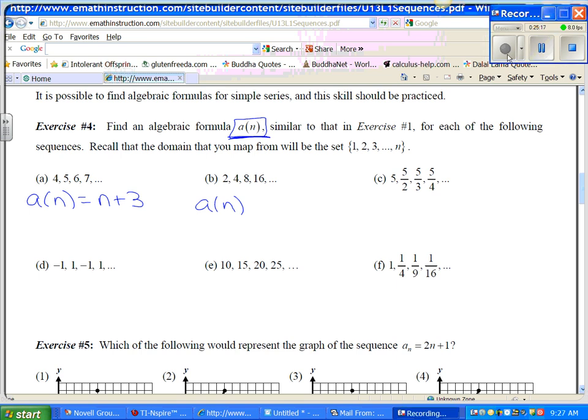Yeah, B is definitely changing by multiplying by 2, right? 2 times 2 is 4. 4 times 2 is 8. 8 times 2 is 16. But what's the formula for that? Okay, n times 2, let's talk about that. So 1 times 2 works, gives me 2. 2 times 2 works, gives me 4. 2 times 3 gives me 6, so does that work? No, it doesn't work.